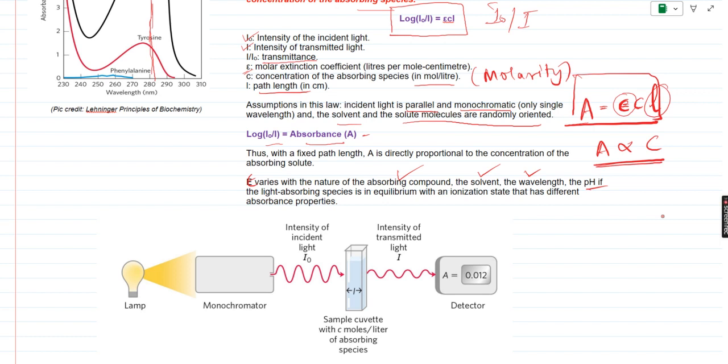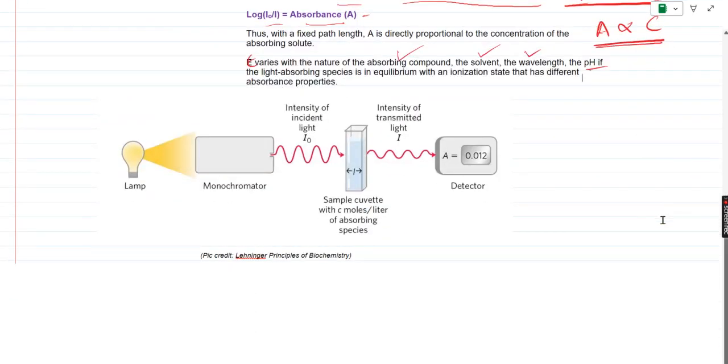So this is again a picture from the Lehninger textbook, Principles of Biochemistry, wherein it clearly depicts what this particular law means. You have a lamp, so it is going to emit light, so you need to make sure that the light that passes out and falls onto the absorbing species is going to be just of one wavelength.